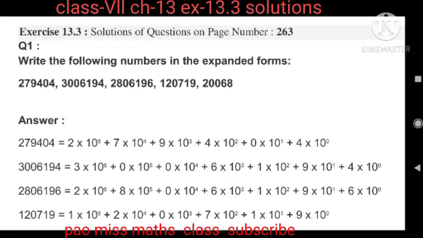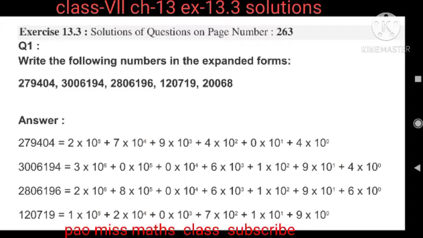Today in this video I will cover class 7 maths chapter number 13 exercise 13.3. So this is the last exercise of this chapter and also for this exam, isn't it? So question number 1 is given.